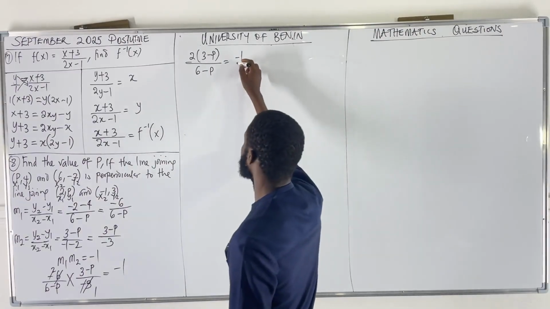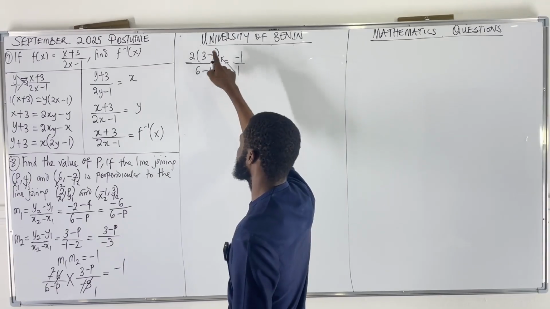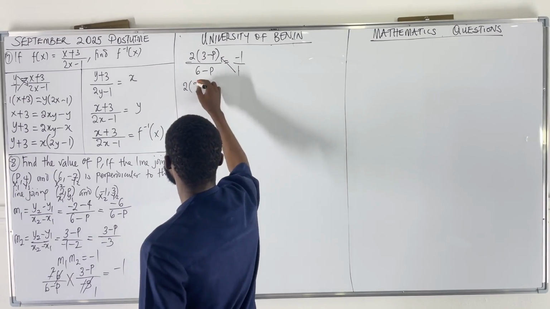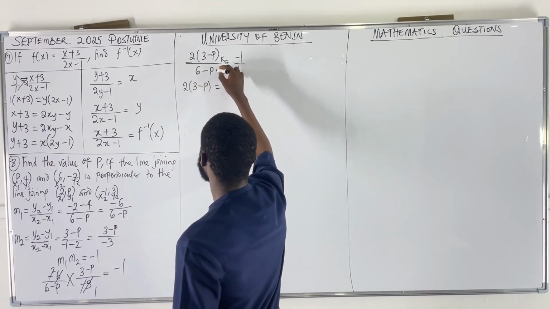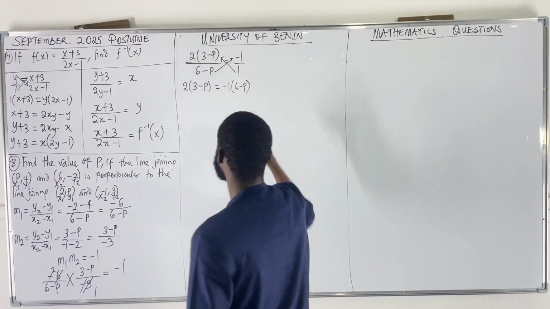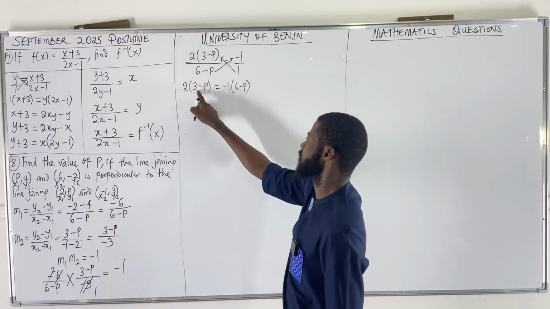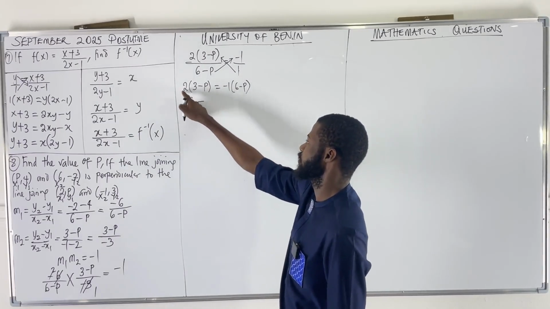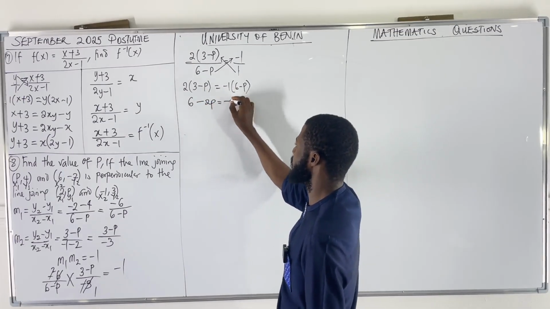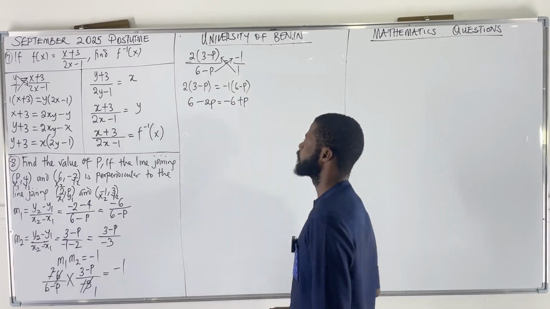Now I could put over 1 here and then cross multiply. So 1 will times this, but 1 times this will just give us the same thing. So we have 1 times 2, that's 2 bracket 3 minus p, equal to minus 1 times this. So that's minus 1 bracket 6 minus p. That's what we have. Now let's expand. 2 times 3 is 6, minus 2 times p, that's 2p, equal to minus 1 times 6 is minus 6. Minus 1 times minus p is plus p.